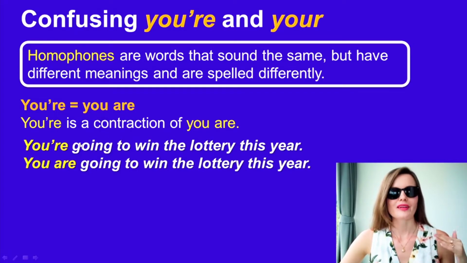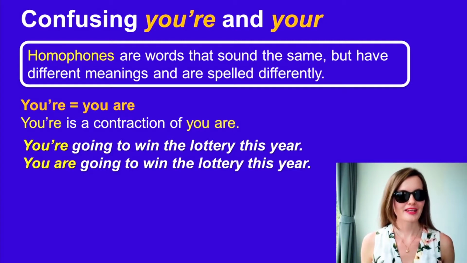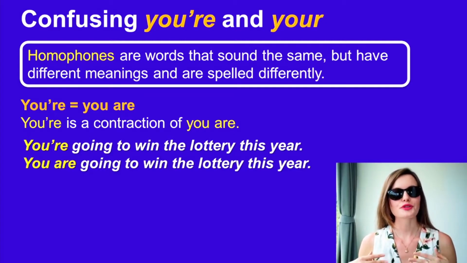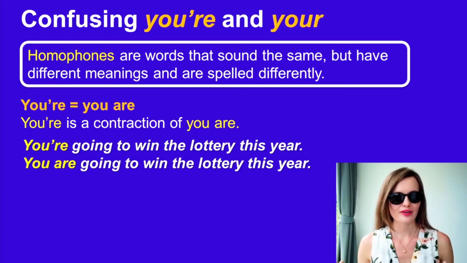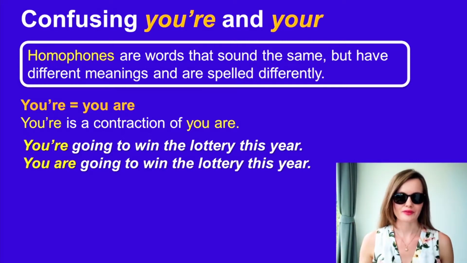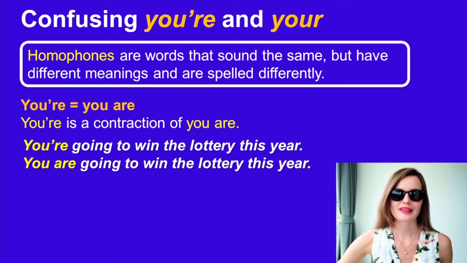For example, you're going to win the lottery this year. You're in this sentence is the short form of you are. To make a short form or a contraction, you're, out of you are, we drop the letter A and instead of it, we put an apostrophe and we get you're. You are going to win the lottery this year.